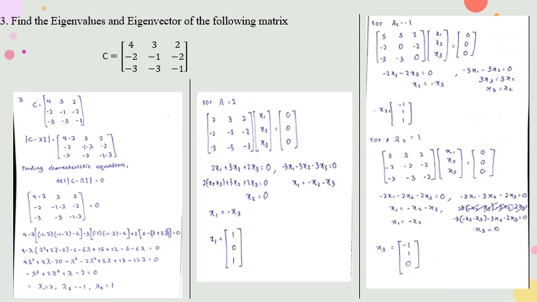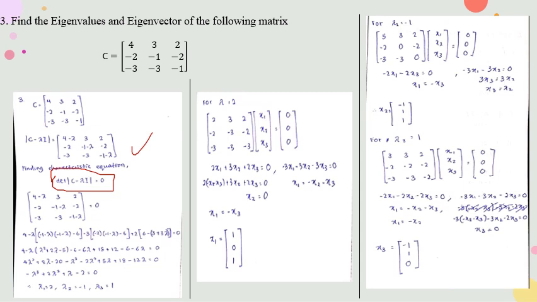For question number 3, find the eigenvalues and eigenvectors of the following matrix. Matrix C here is 4, 3, 2, negative 2, negative 1, negative 2, negative 3, negative 3, negative 1. I'm using the same steps here. Find the C minus lambda I matrix, the general one, and then find the characteristic equation, which is the determinant of C minus lambda I equals 0.